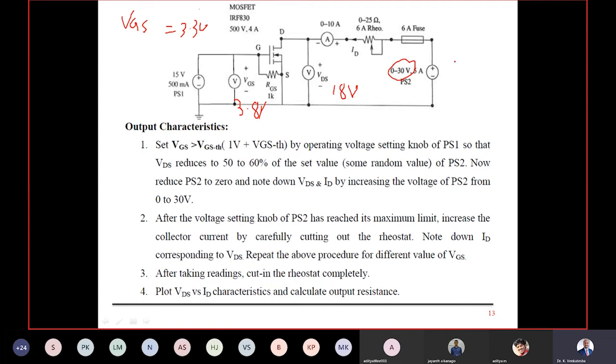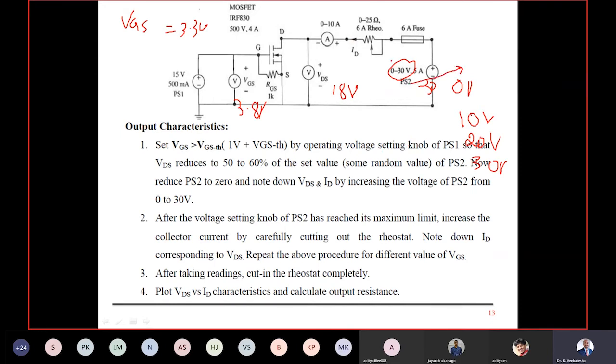Thereafter, second step is PS2 was initially set to 30 volt. Now reduce PS2 to 0 volt. Freshly set PS2 to 10 volt. Take one reading of VDS and ID. Set PS2 to 20 volt. Take second reading of VDS and ID. Set PS2 equal to 30 volt. Take the third reading of VDS and ID. Those three readings I got from the PS2 variation.